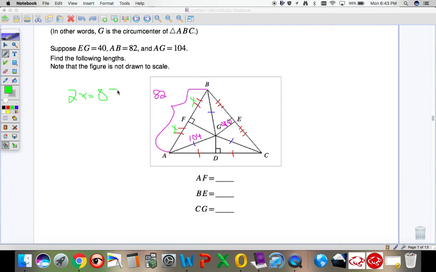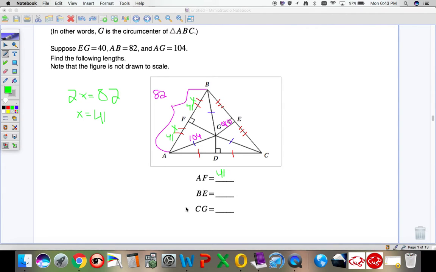This is so difficult and so ugly. I'm so sorry that my Mobi does not want to work the one night that I'm trying to get this done. Okay, so when you divide both sides by 2, you'll end up getting that X is equal to 41. So that means this will be 41, and this piece up here will be 41. So here AF is going to equal 41.